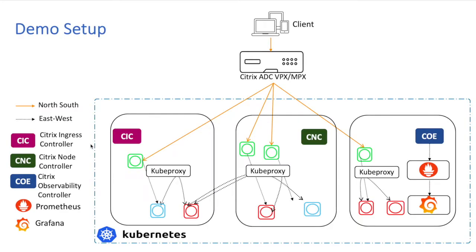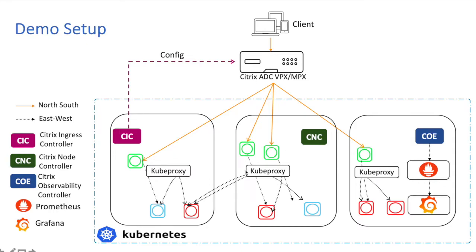So this is our demo topology for the unified Ingress solution. There is this application which is running inside the cluster, and it needs to be exposed to the outside world using our Citrix ADC VPX. For this, we'll use our Citrix Ingress controller. It will configure Citrix ADC VPX for forwarding and load balancing traffic coming from outside for these application pods running inside the cluster.